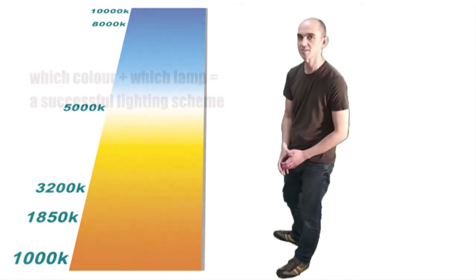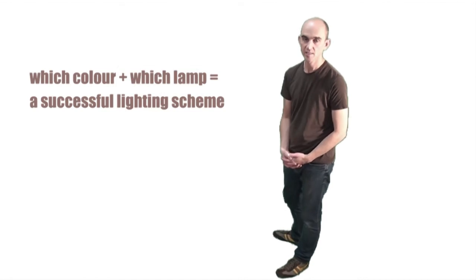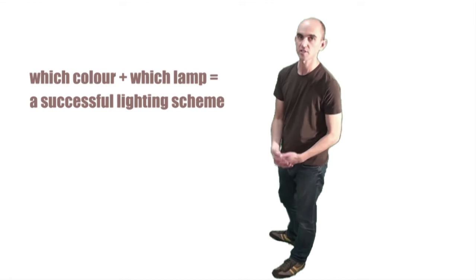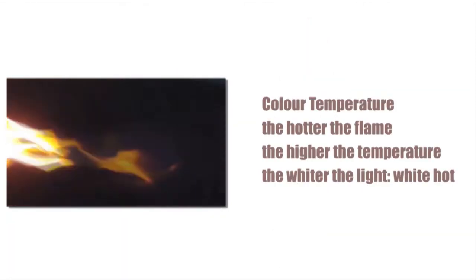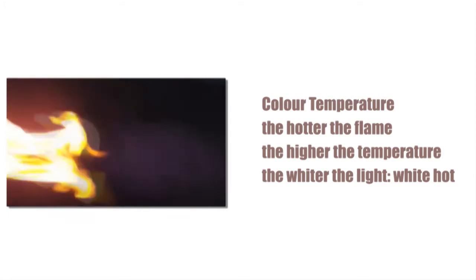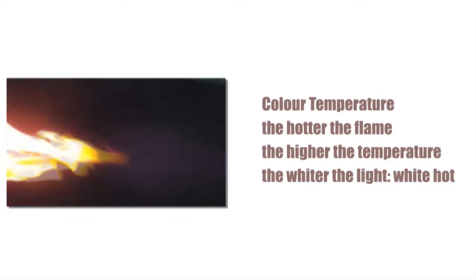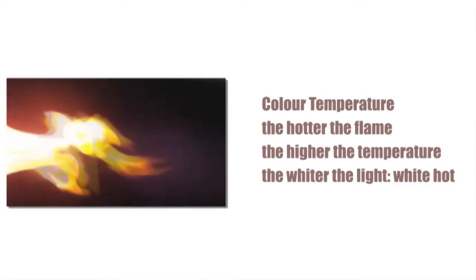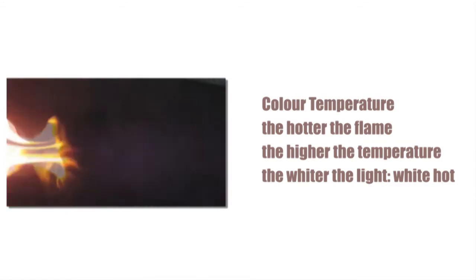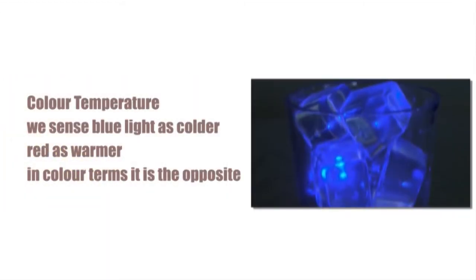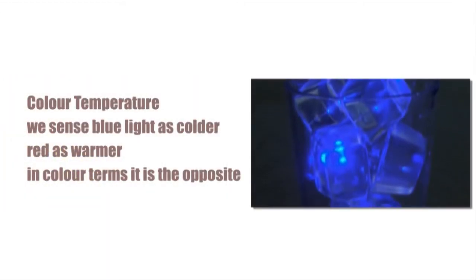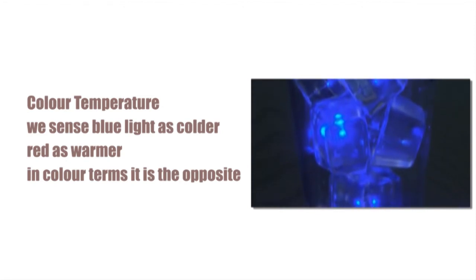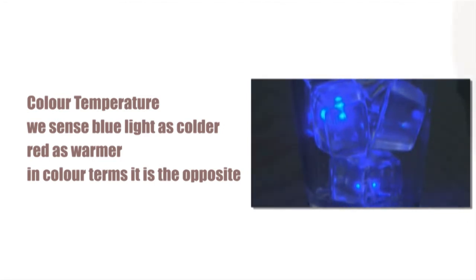It's important for you to understand this principle, together with understanding which lamps are available, for you to be empowered to take more control over your lit environment. Like fire, the hotter the temperature, the whiter or bluer the light that is emitted from that flame, like white hot. Conversely, the lower the temperature of the fire, the redder the light that comes off the flame. But intuitively, we understand that blue light is cooler, like ice, and that red light is warmer, like fire. But in colour terms, it is the opposite.